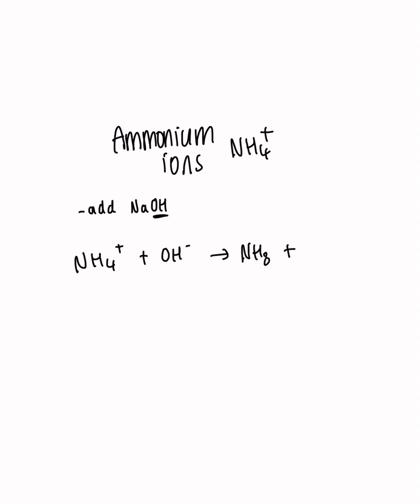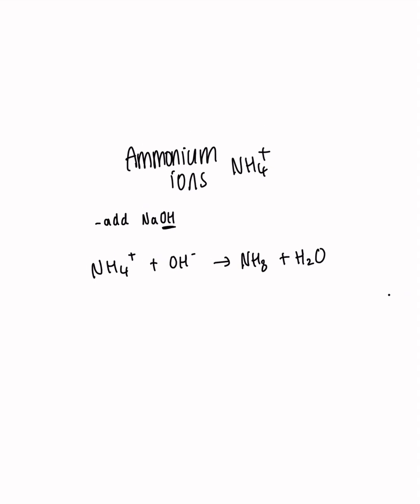So the next test is for ammonium ions. The formula is NH4+. Now ammonium ions, what we do is we react it with sodium hydroxide. This is because sodium hydroxide has an alkaline ion in it, which is OH- ion. So this is going to react with the ammonium ions. So in an ionic equation, it will look like this. NH4+ plus OH- turns into ammonia gas, which is NH3 plus H2O. Now we can see if this reaction happens because ammonia gas is produced.